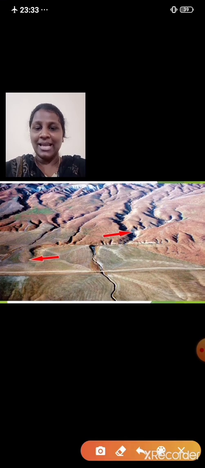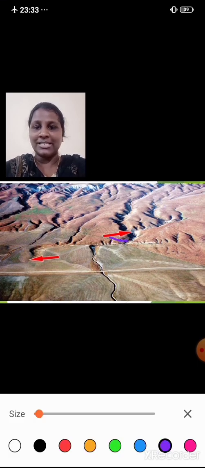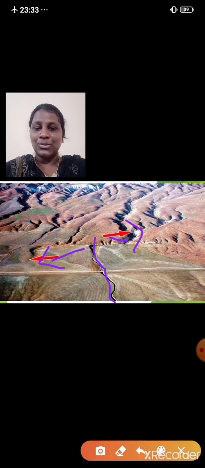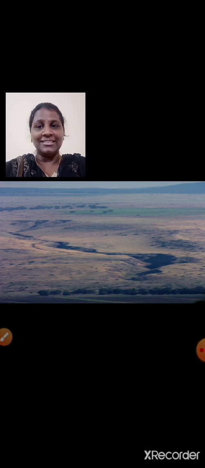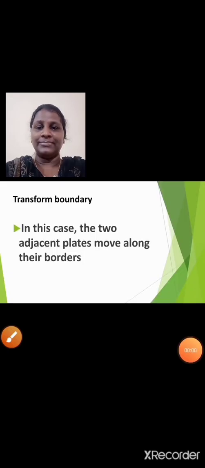So what happens because of this? Faulting takes place. You can see the arrow mark over here, students. And this is the fault. It is called faulting. I hope it's clear, students. Due to faulting, rift valleys are caused. What is caused? Rift valley. I hope I am clear.